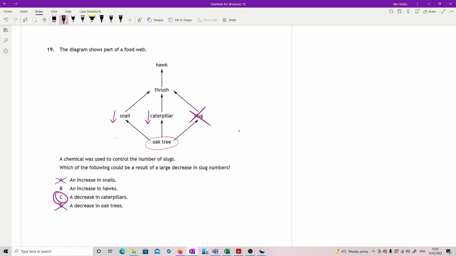An increase in hawks would not happen because we're saying that the thrush numbers might go down a little bit. They might not, they might just stay the same because they've eaten more snails and caterpillars, but then the hawks would still just stay the same.